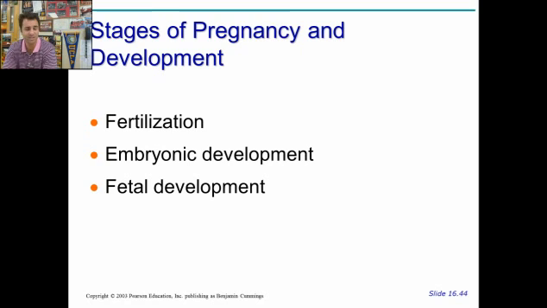On to stages of pregnancy and development. So fertilization, egg and sperm meet. They have a good time, a party. Yay, we made a baby. Then we have embryonic development. Following embryonic development, it becomes a fetus, and you have fetal development, and finally you have parturition, or childbirth.